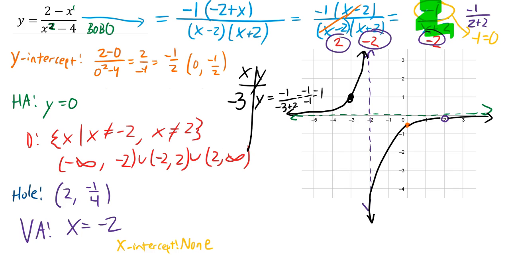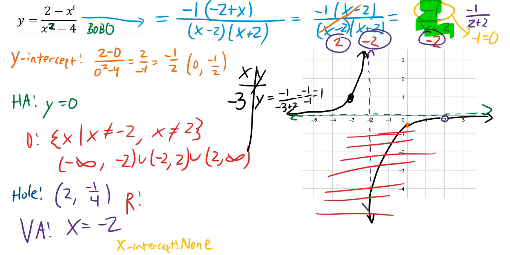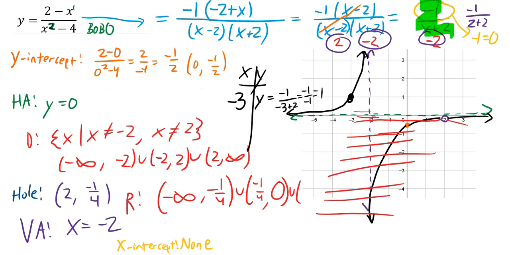My range is going to be everything from negative infinity up until here, where I don't actually hit the graph, I hit the hole. That's a y value of negative 1/4. And then after negative 1/4, it's going to be everything all the way up until the horizontal asymptote, because I don't have a y value of 0. And then after that, it's everything, 0 to infinity.